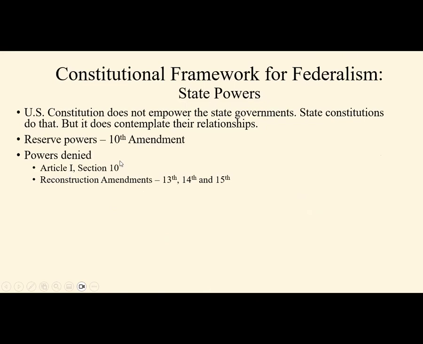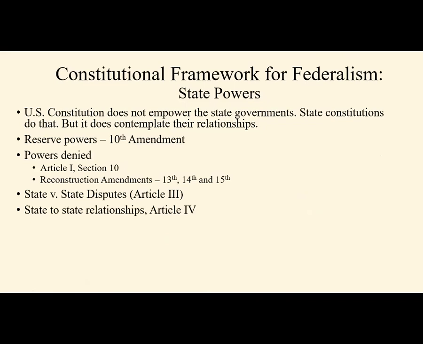So the Constitution then recognizes the existence of state governments, recognizes that they hold reserve powers. It also specifically denies state governments certain specific powers that I've gone through, and protects the civil liberties of citizens against abuses of power by the state government. Any disputes between two or more states are to be resolved by the federal judiciary. That's provided in Article 3. Article 4 governs the relationship between the states.